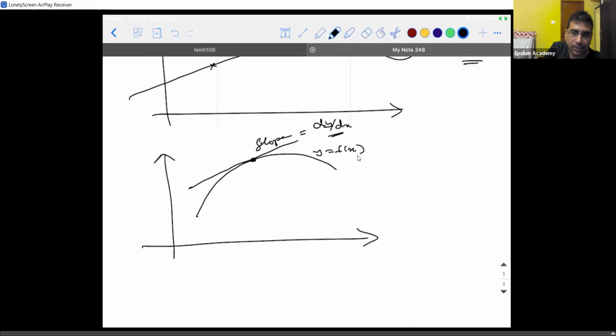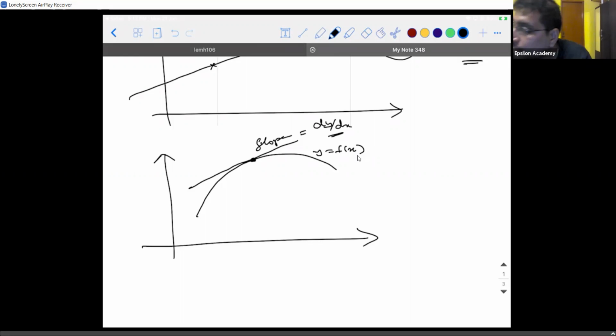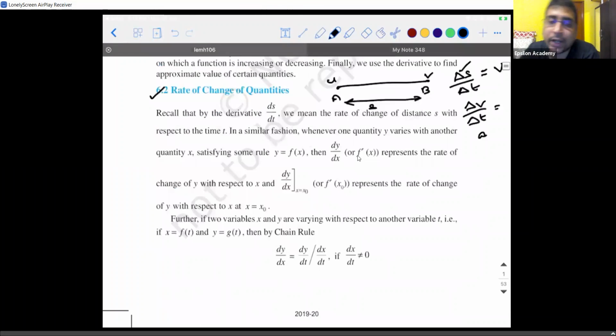Whenever you differentiate something, you're going to get the slope of a tangent at a particular point, and a tangent is nothing but an instantaneous point, the other perspective to it. Clear? Am I clear with this? Yes, sir. Very good. So you're able to understand. Now we are going to see how to handle this.